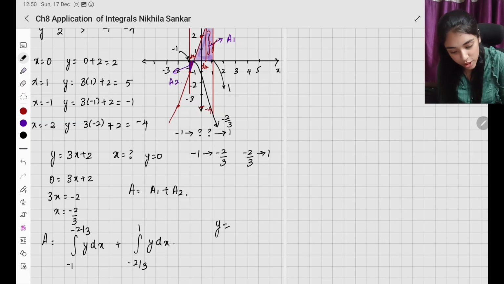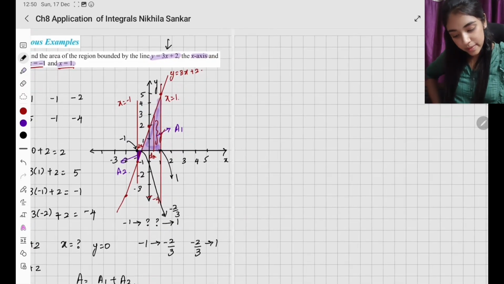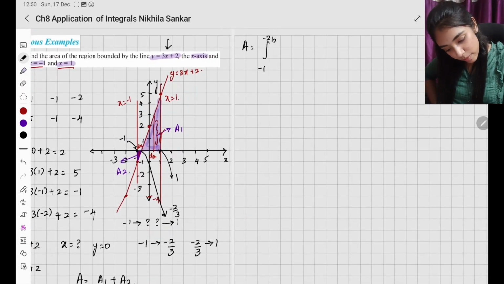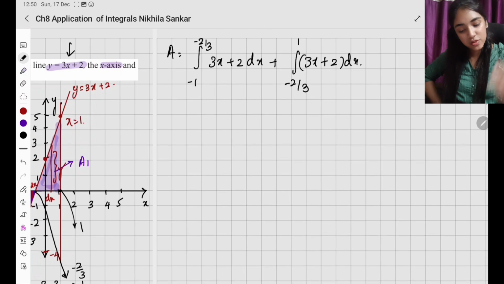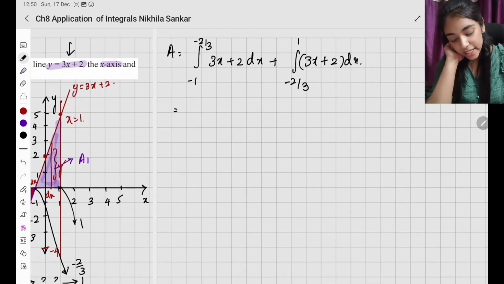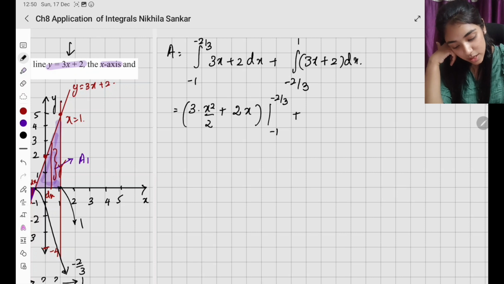Now we substituted for y, so what is my y? y equals 3x plus 2. So when I substitute this, my integral is the integral from minus 1 to minus 2 by 3 of 3x plus 2 times dx, plus the other integral from minus 2 by 3 to 1 of 3x plus 2 times dx. Right? So this is how my integral is going to look. Now when I integrate, 3 is a constant, and integrating x gives x square divided by 2, plus 2 is a constant, and integrating dx gives x. So this is going to be my first term, and the limits are from minus 1 to minus 2 divided by 3, plus what is my second term? Again I'll have the same thing, so 3x square divided by 2.